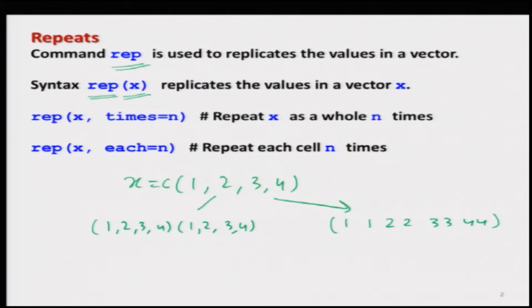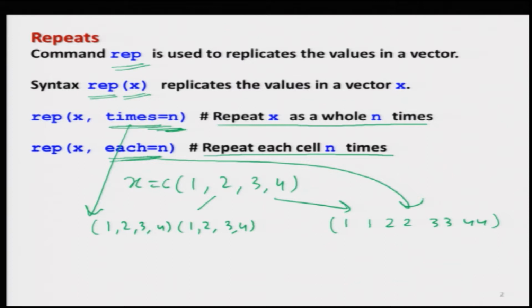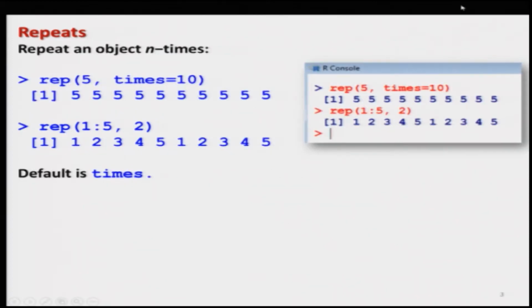In order to achieve them, there is an option that I can include in my rep command: times equal to n, or the second option, each equal to n. When I say times equal to n, this means the entire data vector is repeated n times, and when I say each equal to n, that means every data value is repeated n times. This corresponds to times and this corresponds to each.